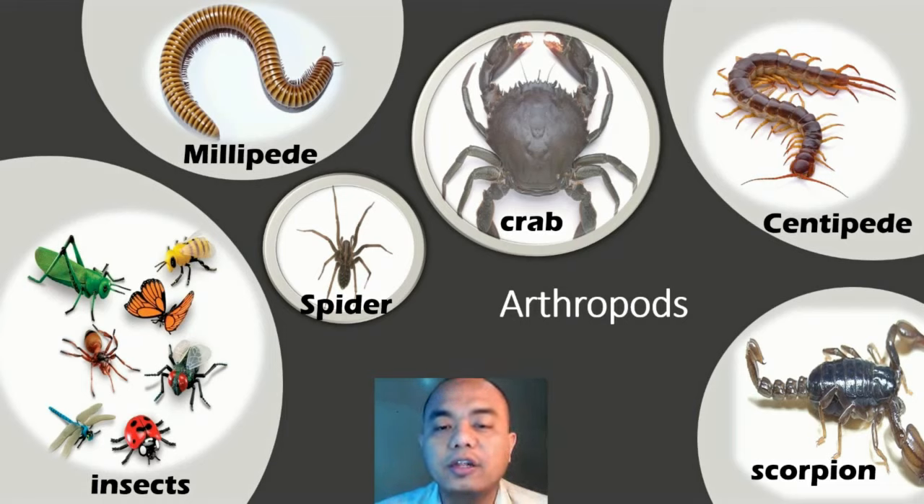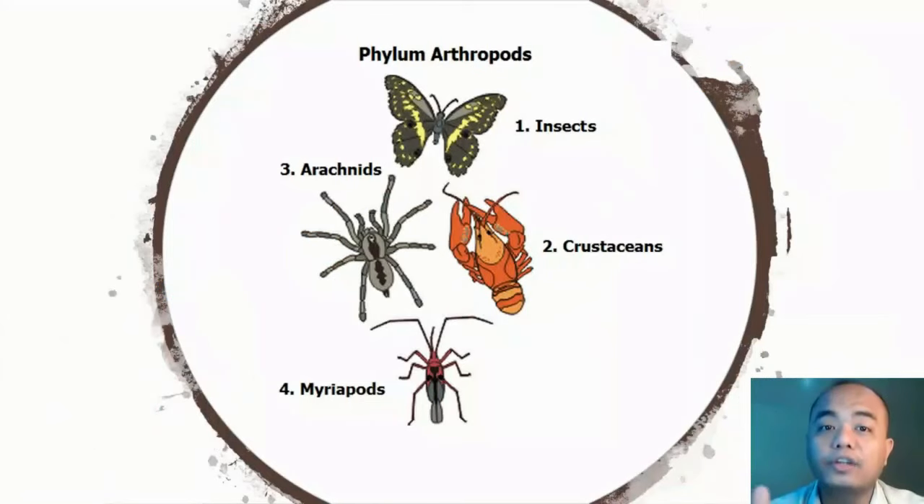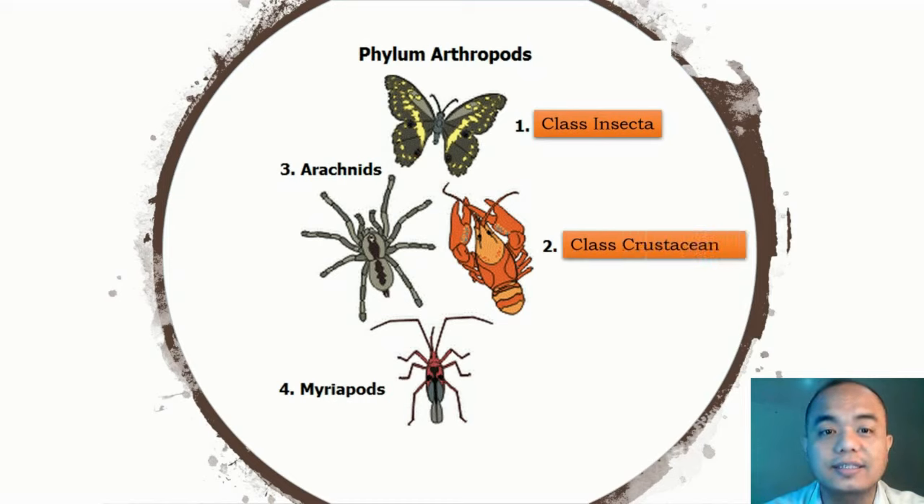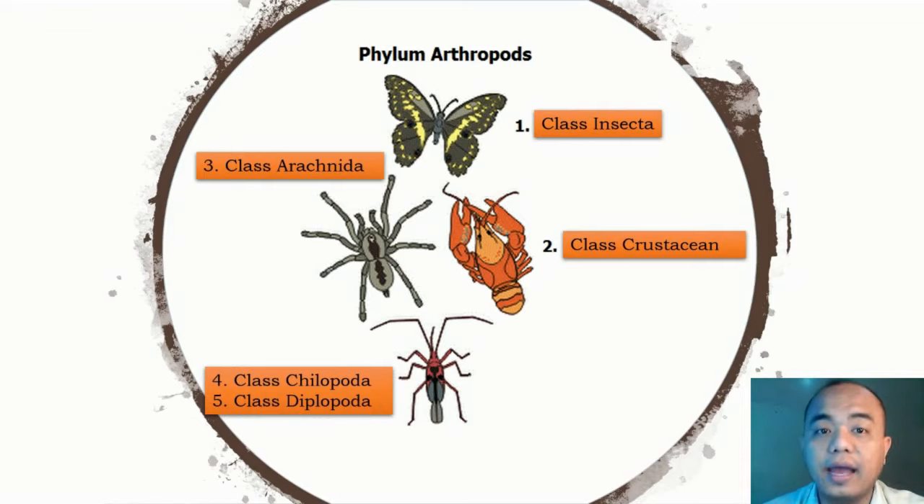So, what are the different groups of arthropods? Arthropods are the largest group of animals in the animal kingdom, which can be further classified based on the number of legs. So, we have the insects or the class Insecta. And we have the crustaceans or the class crustaceans. We have the arachnids or the class arachnida. And we have the myriapods. Okay, they are all myriapods, but these myriapods can be divided into two. Again, we have the class Cheiloplida and the class Diplopoda.